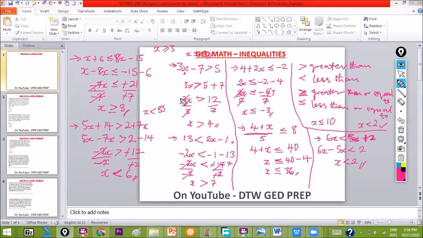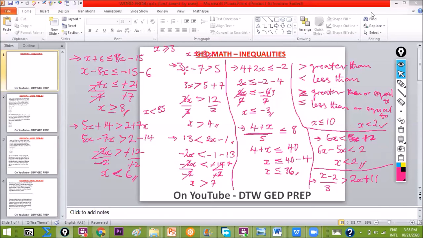Okay. Quickly try this final one here. It says x minus 2 divided by 3 is greater than 2x plus 11. Try this quickly. That's x minus 2 divided by 3.